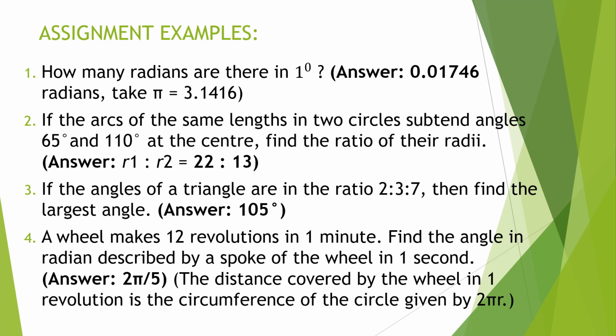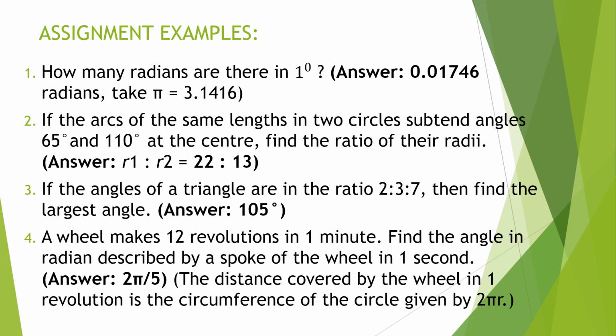Fourth one, a wheel makes 12 revolutions in 1 minute. Find the angle in radian described by a spoke of a wheel in 1 second. In 1 minute, it makes 12 revolutions. You have to find the angle in radians, remember, for 1 second. The answer is 2 pi by 5 or 2 by 5 pi.